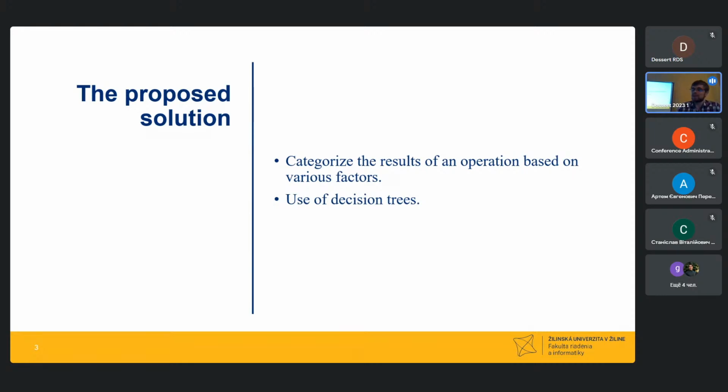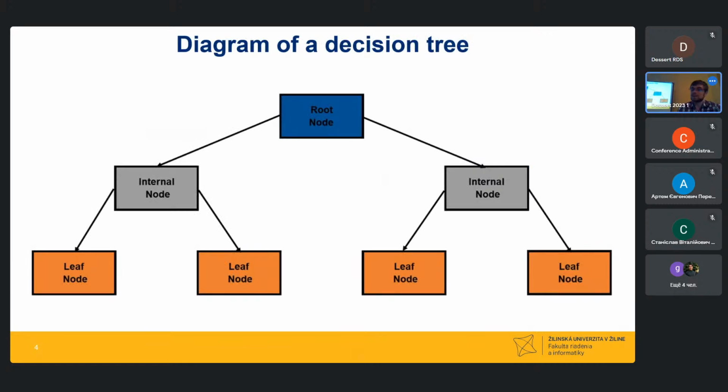to categorize the result of operation based on various factors for the individual patients, and we choose to do this by using a decision tree. So we have a better understanding of what a decision tree is, you can see this simple diagram. It is a hierarchic tree-like structure that consists of root node, branches, internal nodes, and leaf nodes.